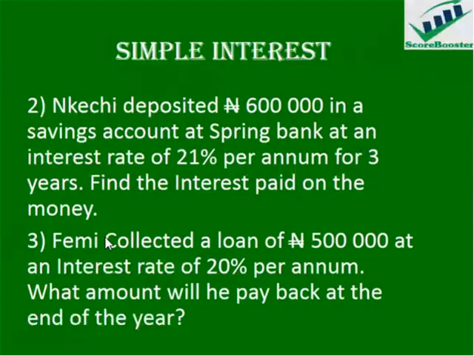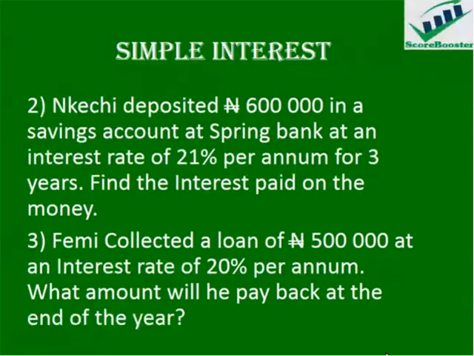Femi collected a loan at an interest rate of 20% per annum. What amount will he pay back? When you obtain a loan, when you want to pay back, you are going to pay your principal plus the interest. That's the amount to pay back. That is how a loan is calculated. If you obtain a loan, when you want to pay back the loan to the financial institution, you add the interest to the principal.